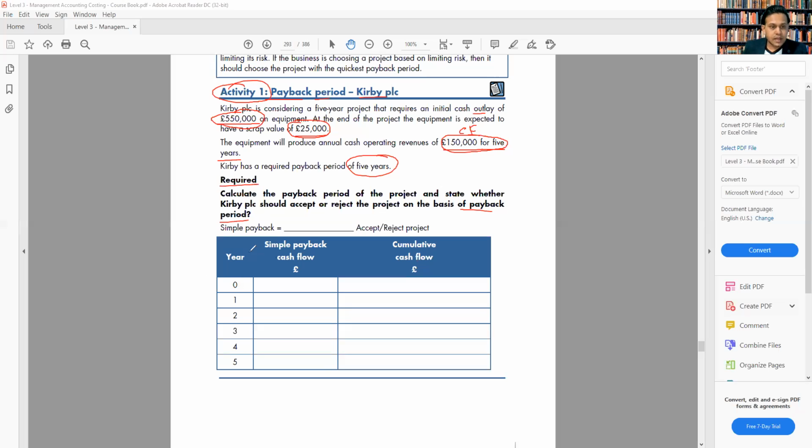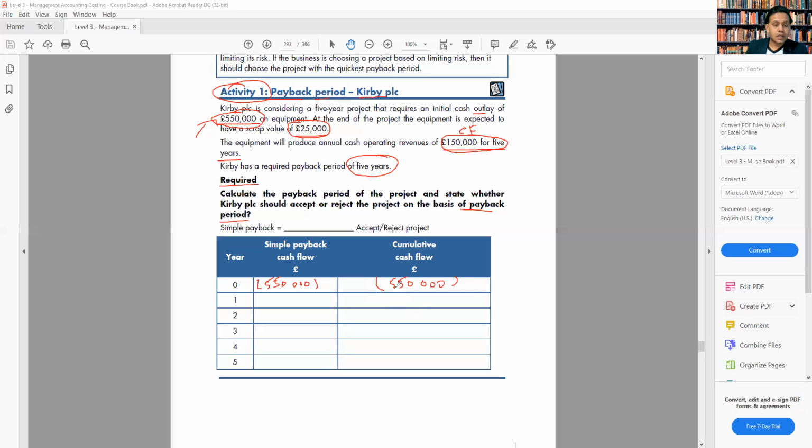On year 0, we just invest the money. So this is the outflow for us. I'm going to invest 550,000, and this one I'm going to show in a bracket because money is going out from the business. So I'm going to show it as a minus figure. Then the cumulative cash flow, the same figure, 550. Cumulative means the total so far.